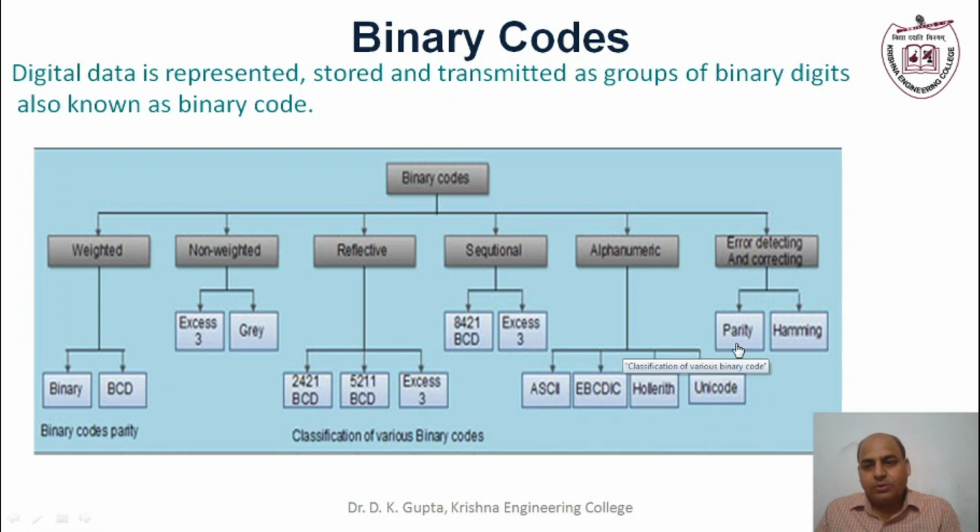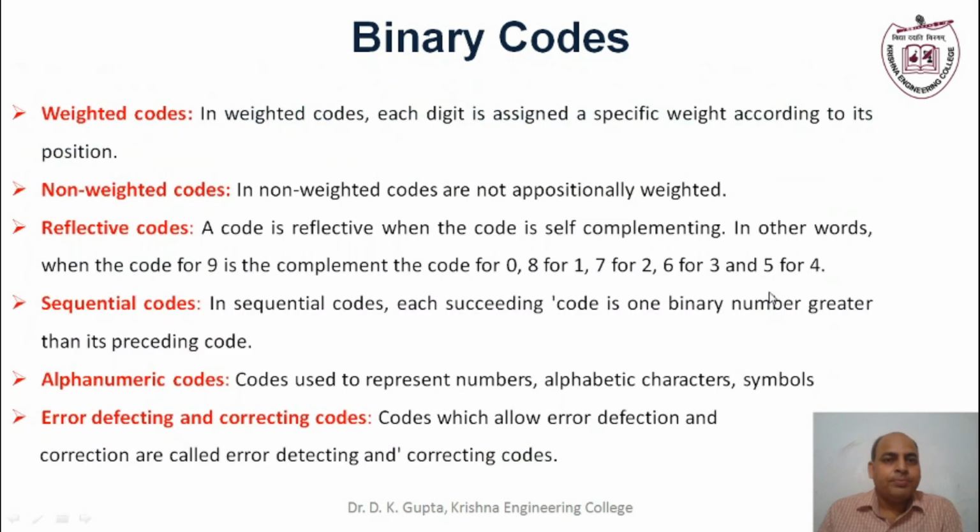And two different coding techniques are there. One is parity and another is Hamming coding. So these two techniques are used for error detecting and correcting. So let me have a detailed view of each and every one.